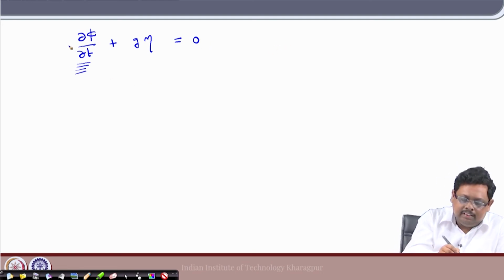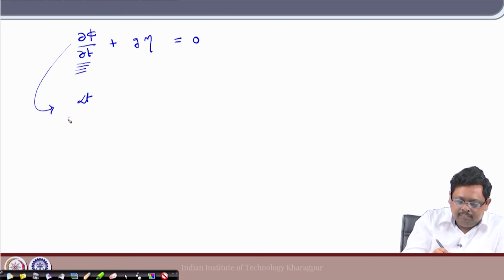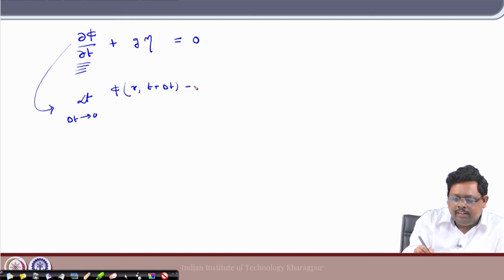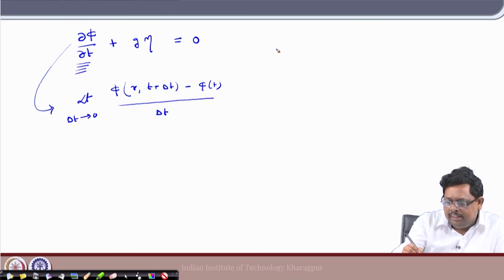Now, if we know that the definition is nothing but the limit, let us take delta t tending to 0, of phi of x comma t plus delta t minus phi of x comma t, divided by delta t, something like this, right. So I am fixing this position and taking the displacement of the body. But now, what is happening in the case of a fixed reference frame, when you try to measure this, the body itself moves with some velocity and then the position will shift from here to some other position.